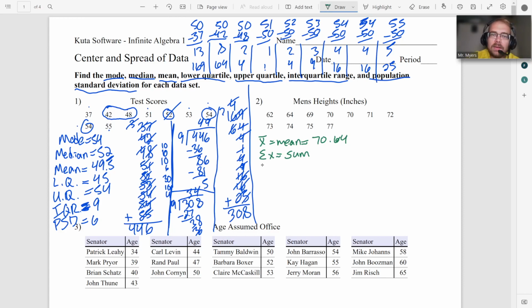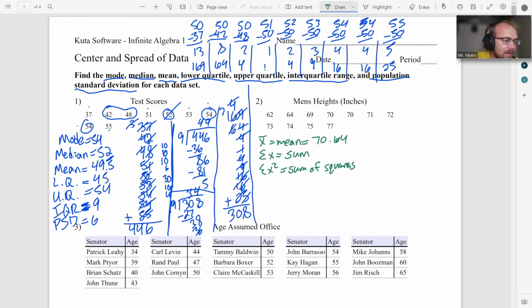The next is the sum of the x squareds. And that's exactly what it is, it's just the sum of squares. So all the x squareds summed up.